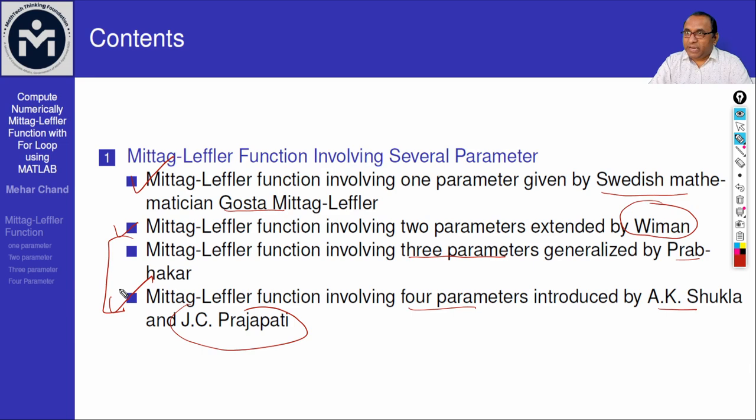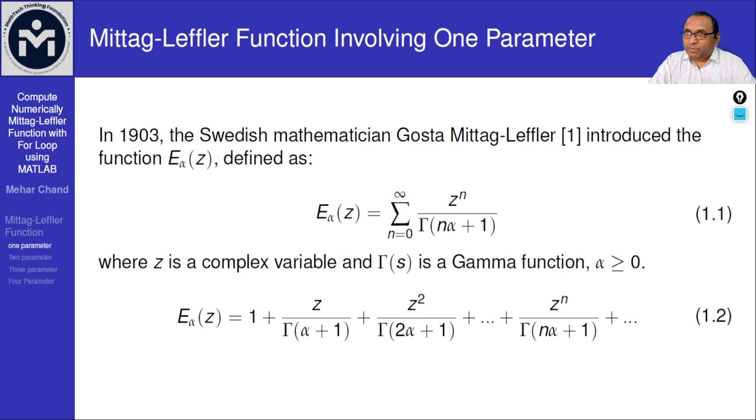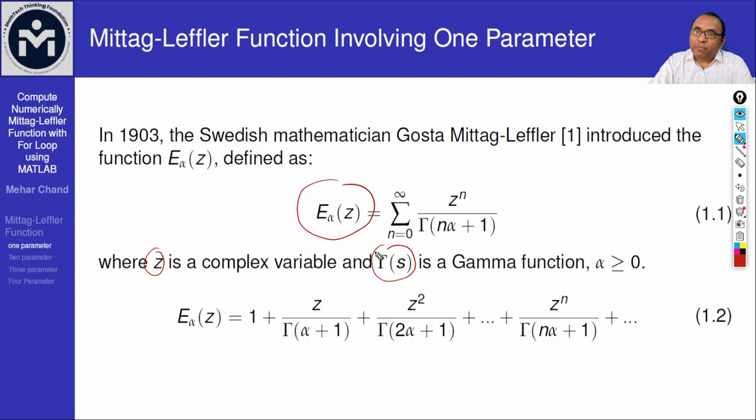Here you can see, in 1903 the Swedish mathematician Gosta Mittag-Leffler introduced the function E_alpha(z), defined as E_alpha(z) equals the summation from n equal to 0 to infinity of z raised to power n upon gamma(n alpha plus 1), where z is a complex variable and this symbol is used for the gamma function. Alpha will be greater than or equal to 0. So alpha cannot be a negative number, or if alpha is a complex number, then the real part of alpha must be greater than 0.